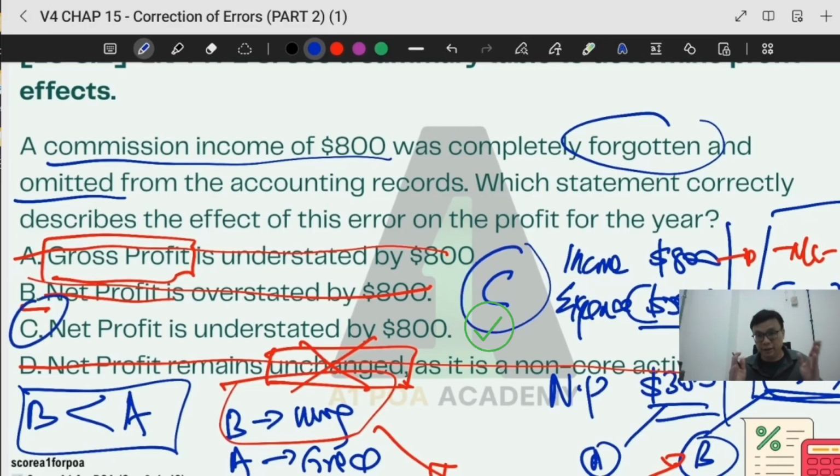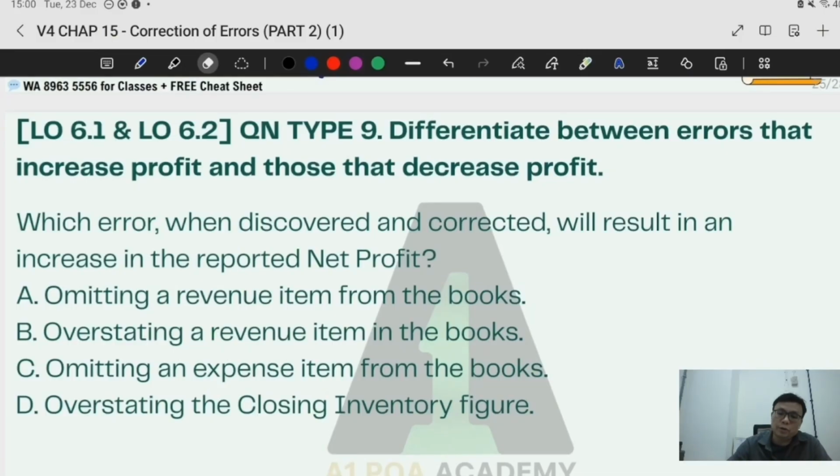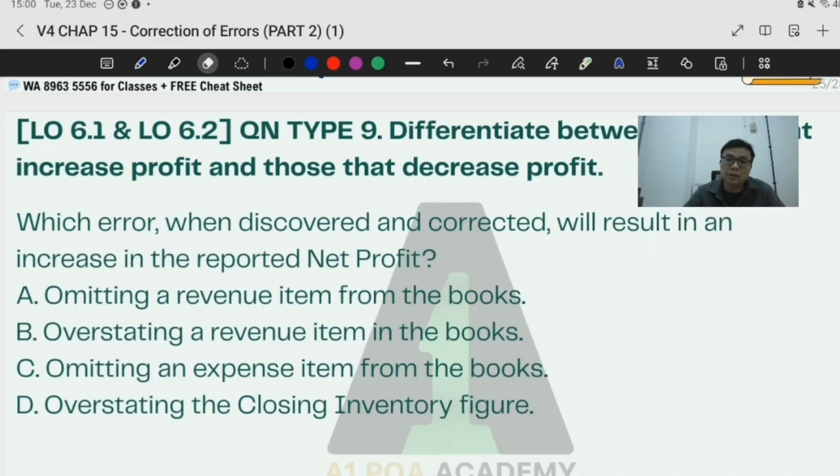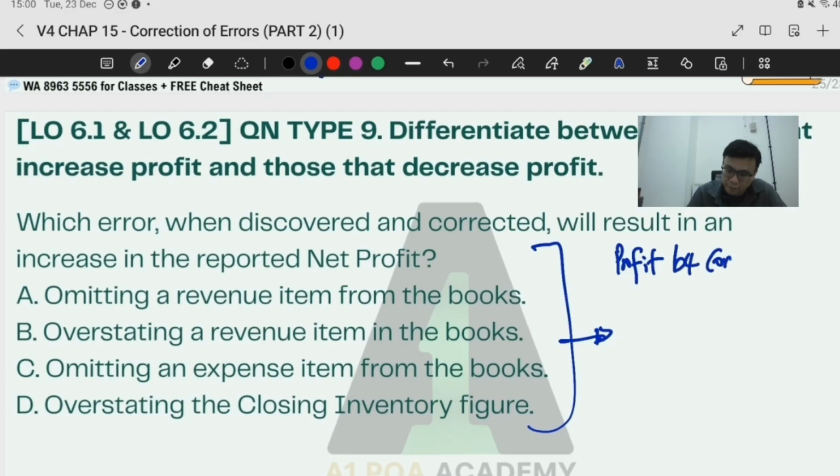It must be C. These questions talk about differentiations between errors that increase profit and those that decrease profit. So refer back to the earlier slide. This is a very good formula for us to benchmark against. We have profit before correction.